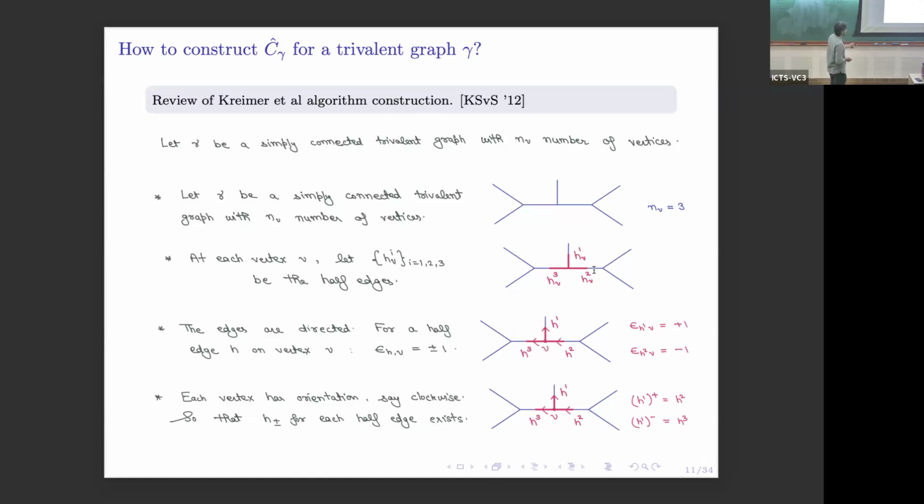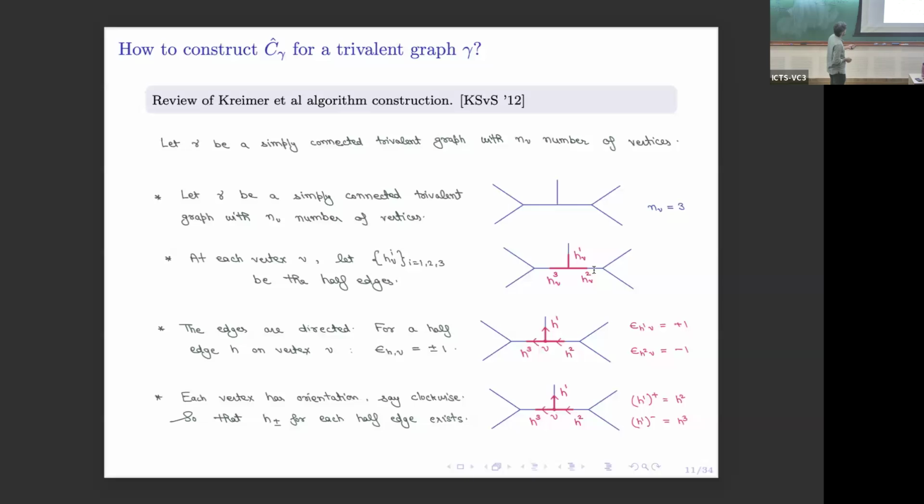And the edges are directed. For a half edge H on the vertex V, this epsilon is just in a way whether the half edge is incoming or outgoing. So intuitively this will have the information whether the momentum is flowing inside the vertex or out of the vertex.